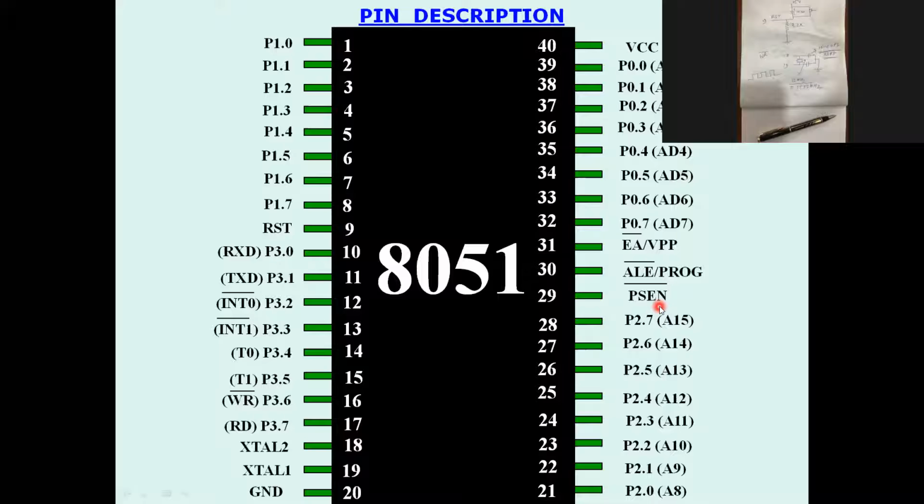Right? Yes, sir. And ALE and PROG. ALE's full form is address latch enable. Yes. And PROG is nothing but program. So what are the functions of ALE and PROG? ALE is address latch enable, and PROG is program.